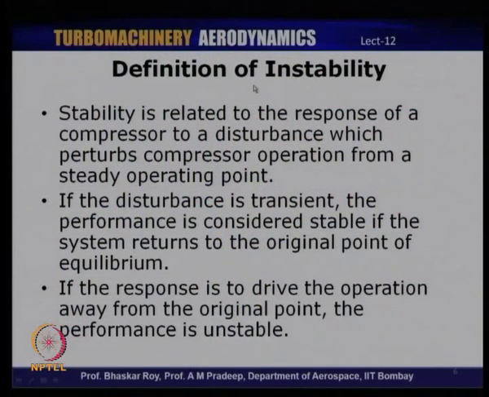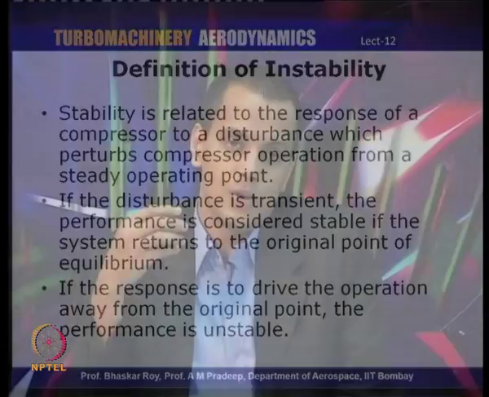So, stability in the context of a compressor is related to the response of a compressor to a disturbance which perturbs the compressor operation from a steady operating point. If the disturbance is transient, the performance will be considered stable if the system returns to its original state of equilibrium. If the response is to drive the operation away from the original point, then the performance is unstable. So, the compressor could operate in either of these regimes. It could return to its original state, where we say that the compressor is stable, or it could happen that the compressor does not return to its original state, and that is referred to as an unstable mode of operation.